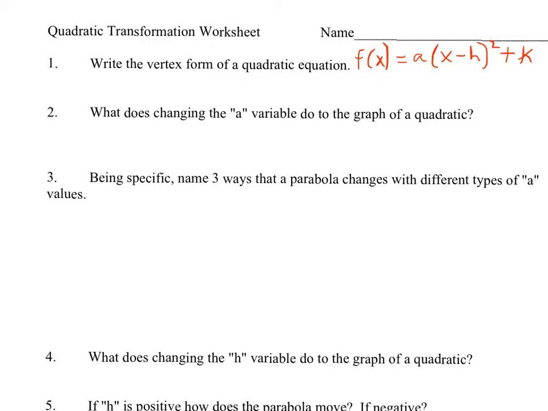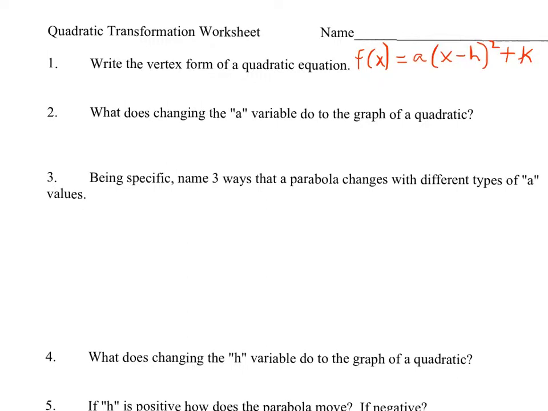You are supposed to, in step 2, question 2 here, answer the following question. What does changing the a variable do to the graph of a quadratic? You are supposed to tell me, in general, what does the a do. So if the a is positive or negative, how does it open, up or down? What effect does the a have on the narrowness or the wideness of the graph? Those are the types of questions I'm looking for.